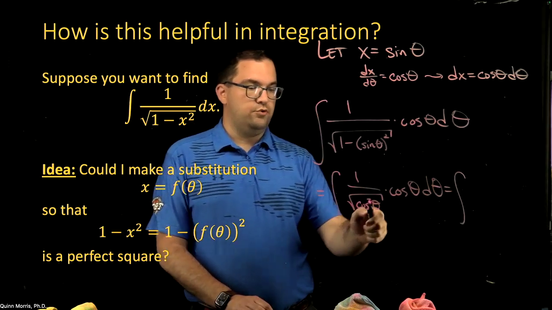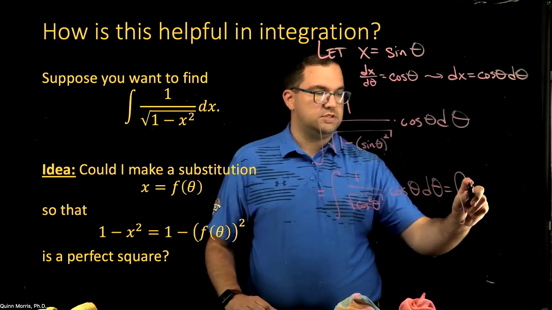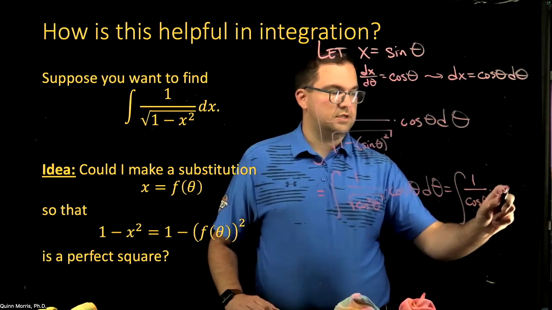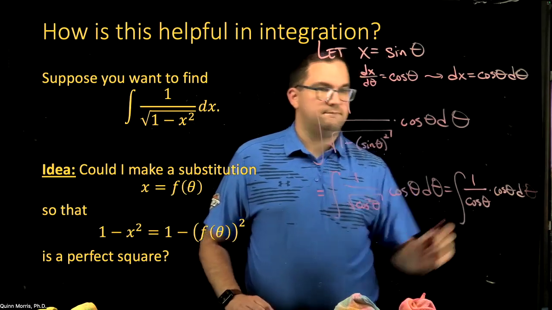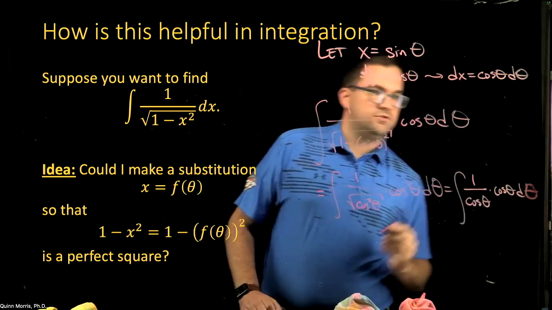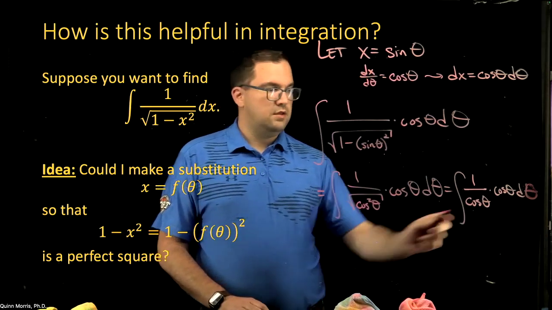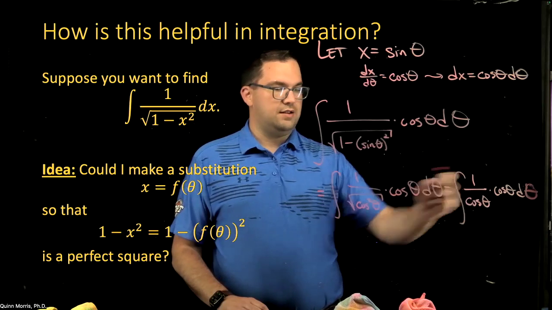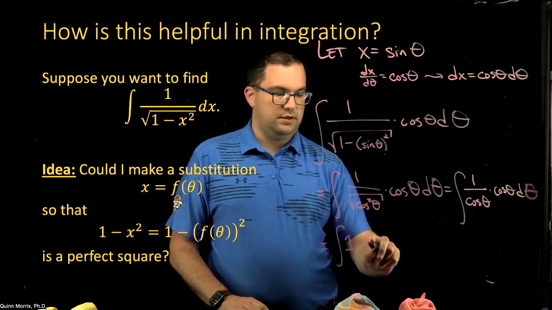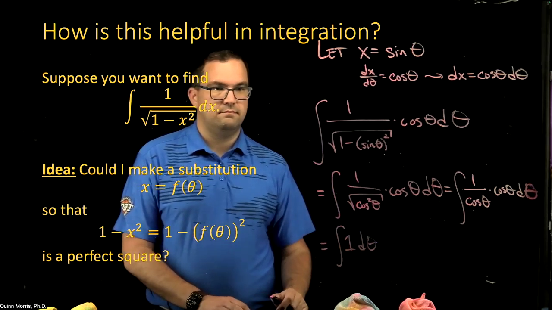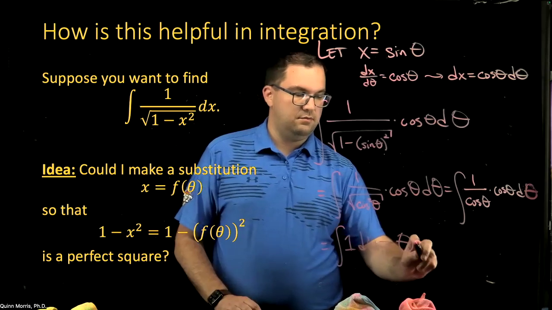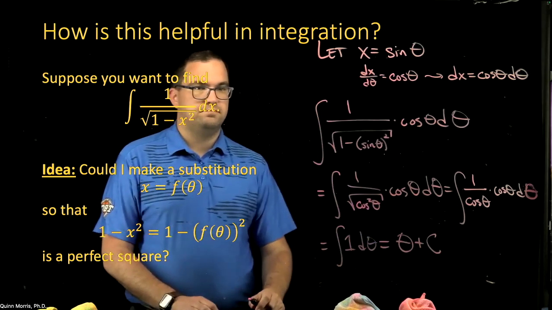And now square root of cosine squared would just be cosine. So this is 1 over cosine of theta times cosine of theta d theta. Sorry, that theta is not showing up so well there at the end. And now 1 over cosine of theta times cosine of theta, that's just the integral of 1 d theta. And well, the integral of 1 d theta is just theta plus c.